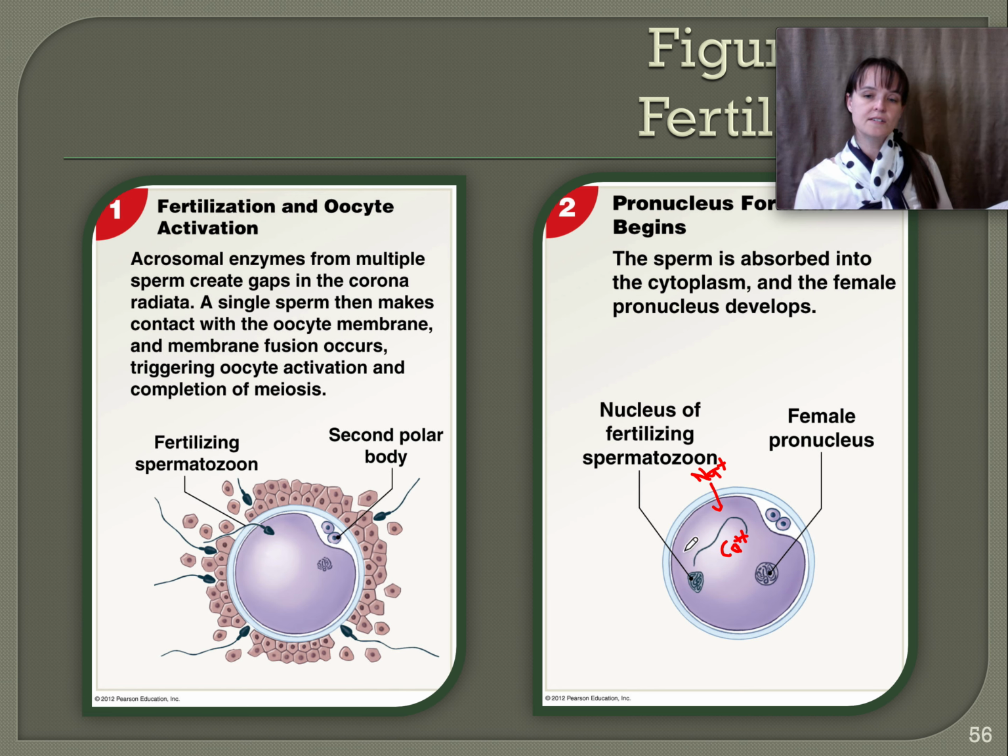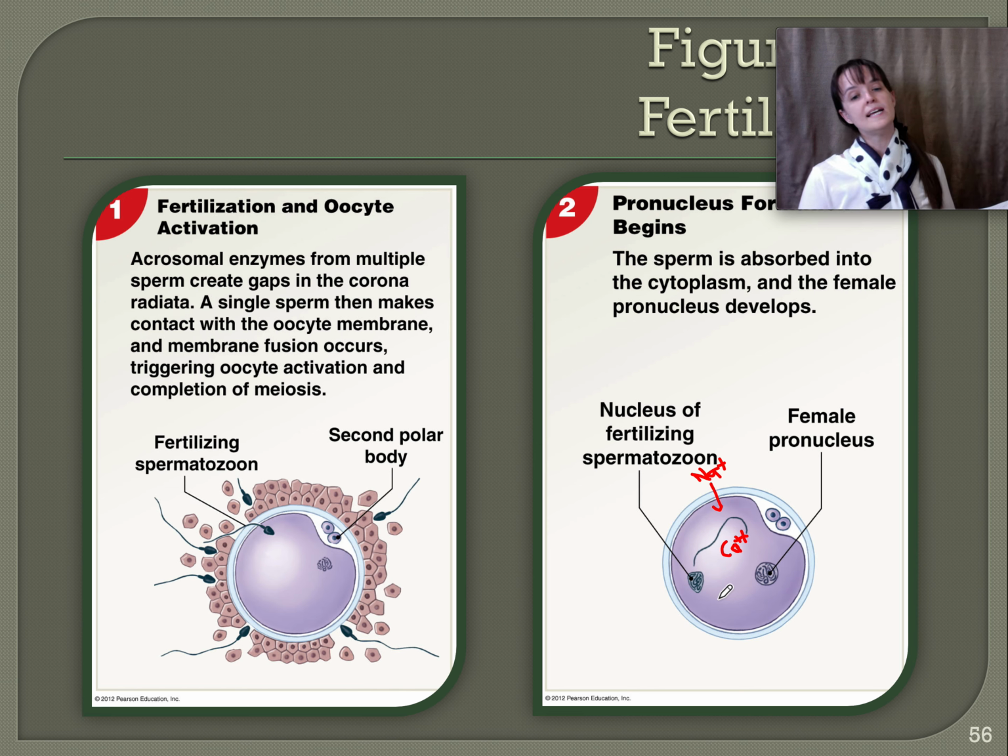It hardens the zona pellucida, which does not allow a second sperm in. If you do get a second sperm in, it's called polyspermy. Poly means many. So it prevents polyspermy. And second bullet, it completes meiosis II to become an ovum.